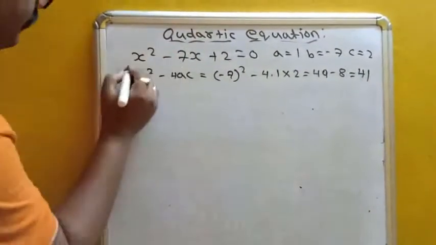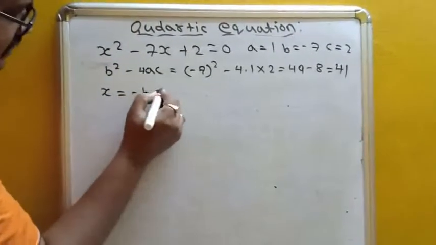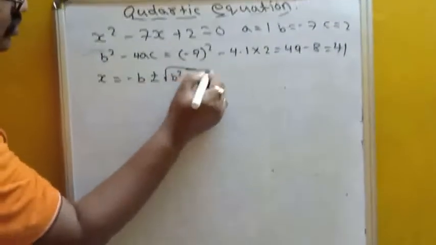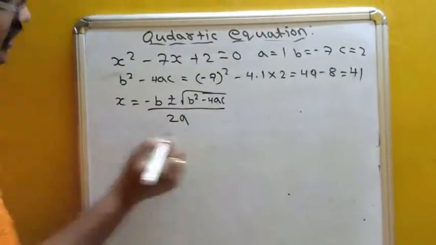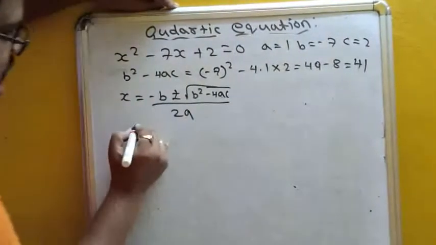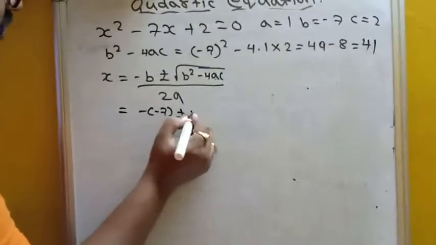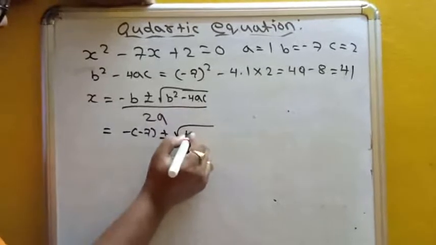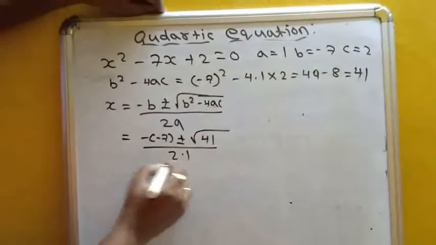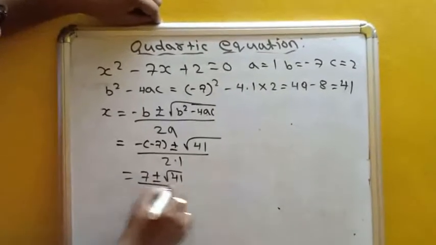So what you have to do next? Write x equals minus b plus or minus square root of b square minus 4ac divided by 2a. Okay, you write this formula repeatedly. Next, minus of minus 7 plus or minus square root of b square minus 4ac, which is 41 you are getting. So 2 into 1 equal to how much? 7 plus or minus root 41 divided by 2.